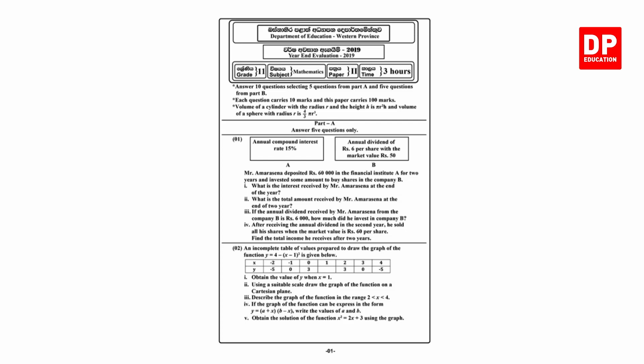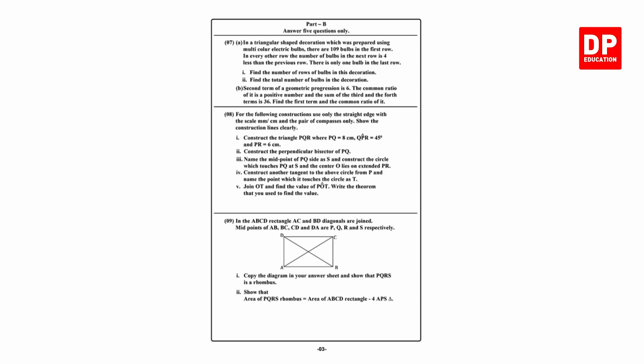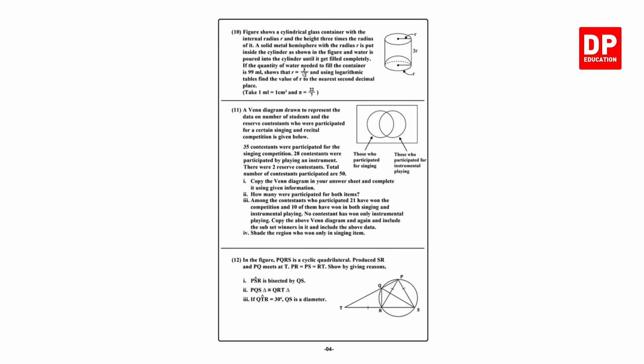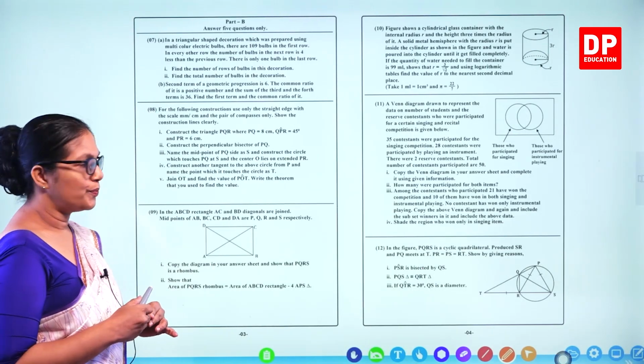In the first page you get part A 1 and 2, second page questions 3, 4, 5, 6, then third page part B you get question 7, 8, 9 and the other page you get 10, 11, 12. So let's do paper 2.